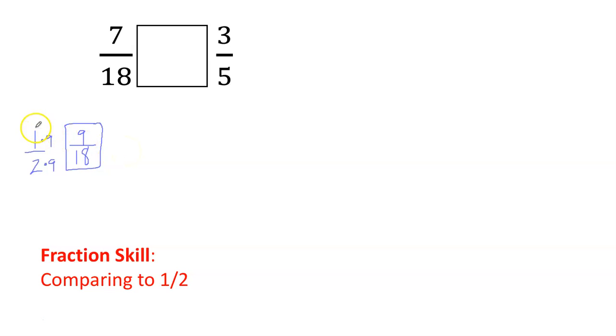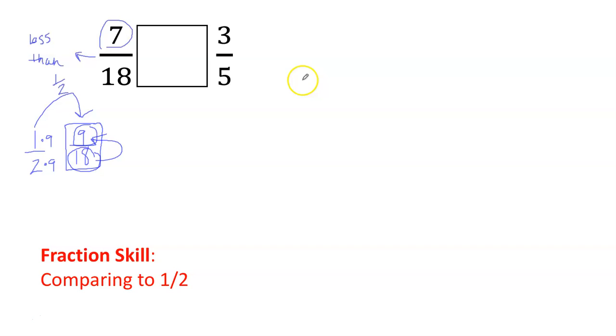Another way to come up with 1/2 in a different form is to just look at the denominator and say, well, what's half of 18? Well, that's 9. So 9/18 would be equal to 1/2. Now we compare to 1/2. So 7/18 we're going to compare to 9/18, and 7/18 is less than 9/18. So we can say that 7/18 is less than 1/2.